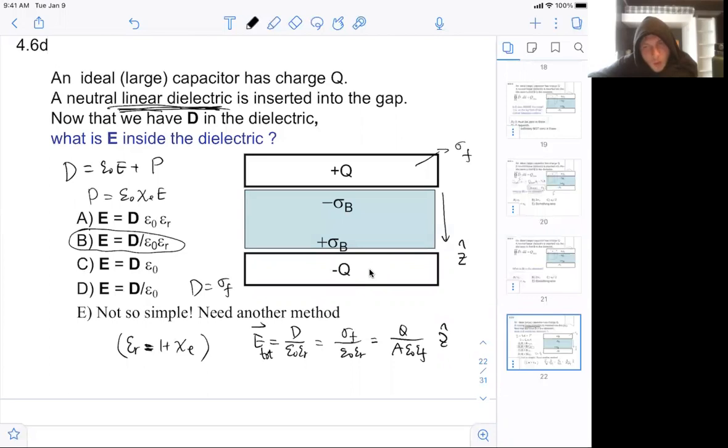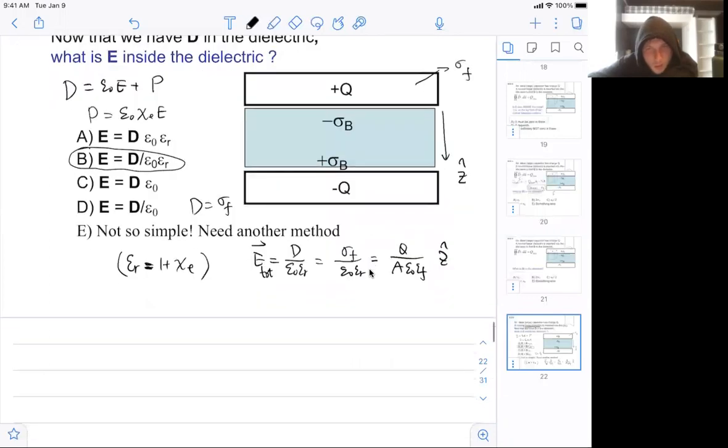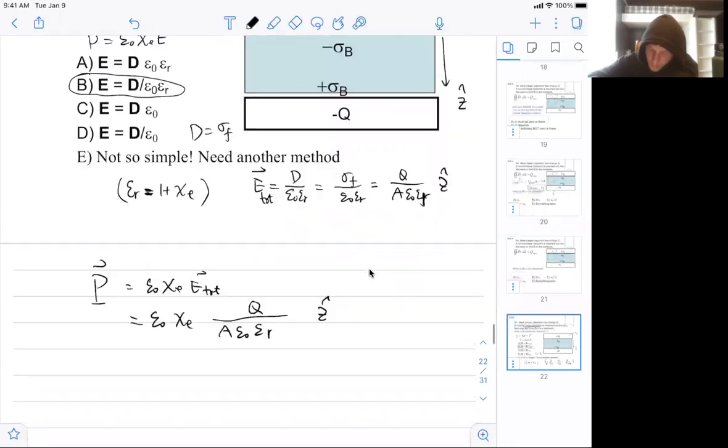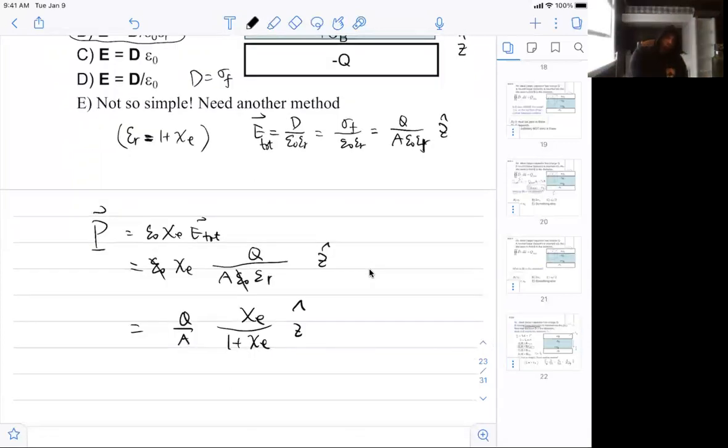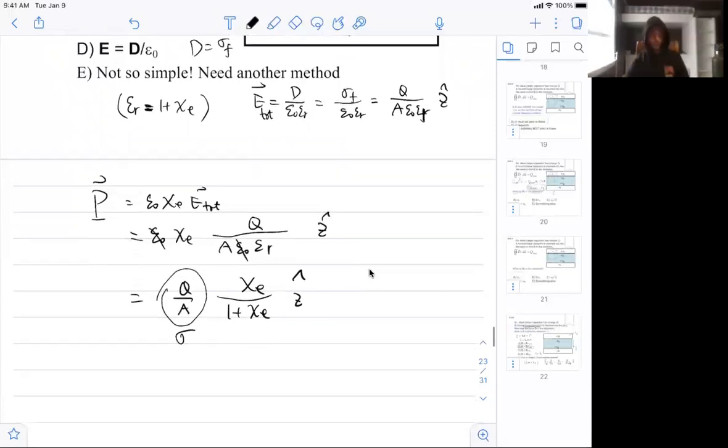Okay, and then you can also find what the polarization is. E total, plug in these quantities, in the Z hat. Epsilon, epsilon naught cancel out. Q over A chi E over 1 plus chi E, in the Z hat direction. Okay, I can call this the sigma, the free charge.